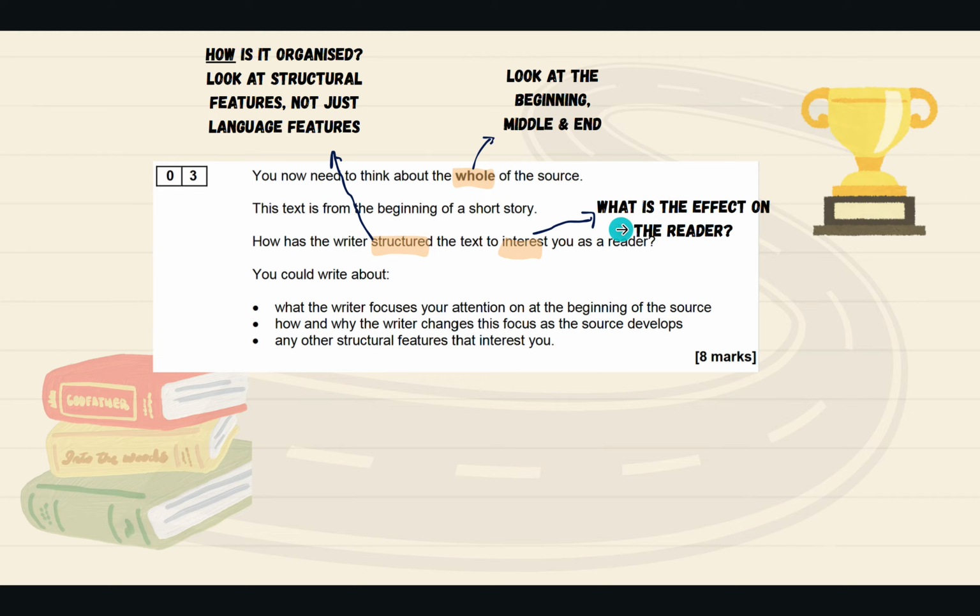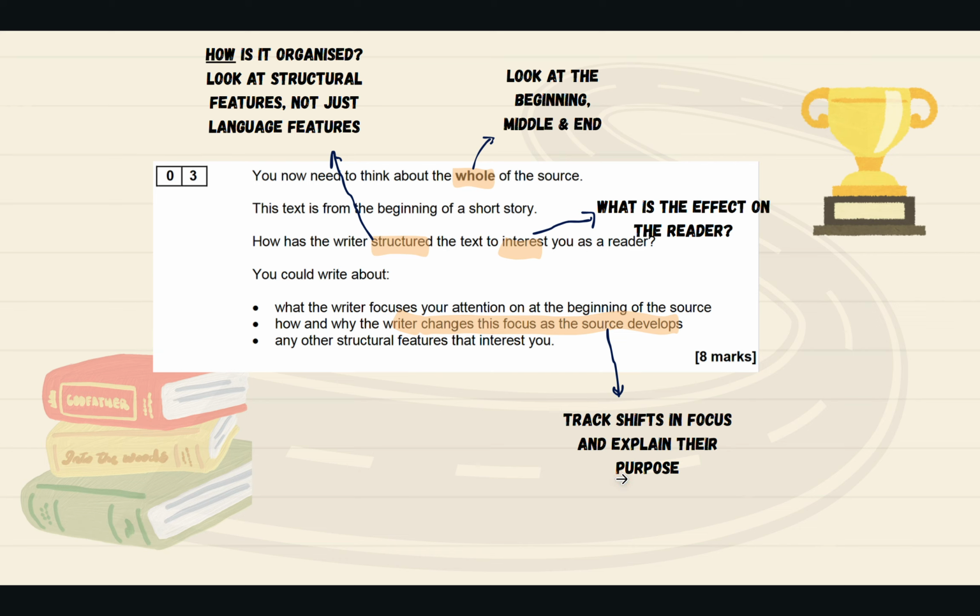Interesting, you as a reader, says, what is the effect on the reader? So you have to always bring your answer back to this. The next part says why the writer changes the focus as the source develops. So we have to track the shifts in focus and explain their purpose in the text.